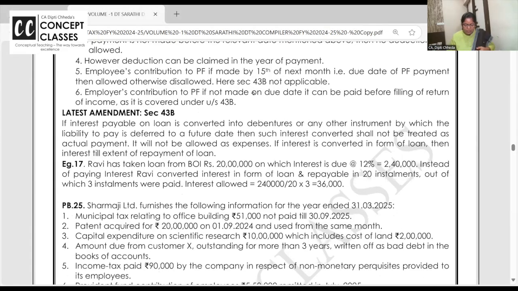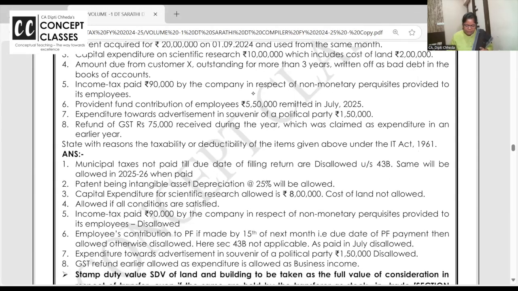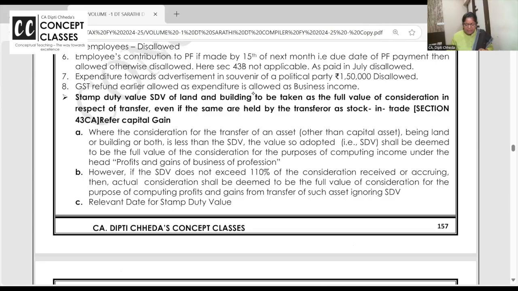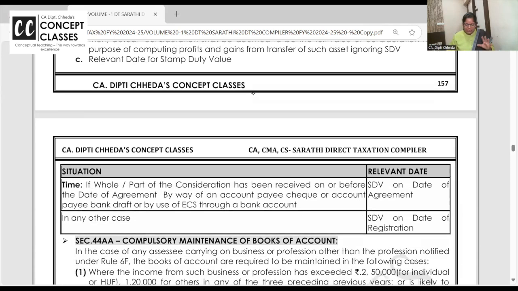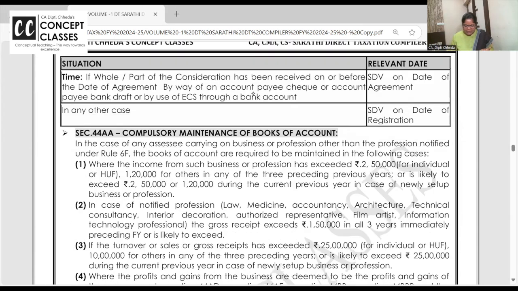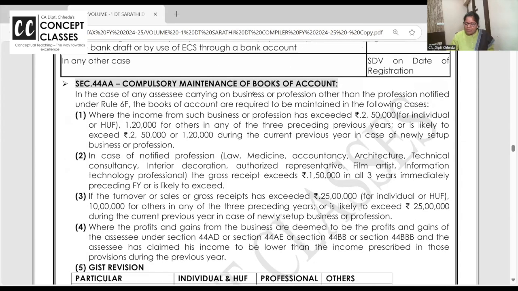So 43B, I have given very nice questions here. Stamp duty value is the same concept, but if it is held as stock in trade, still, if the actual sale consideration is 80 lakhs and the stamp duty value is 95 lakhs, you have to take the stamp duty value. The same concept as capital gains. Okay. All right.